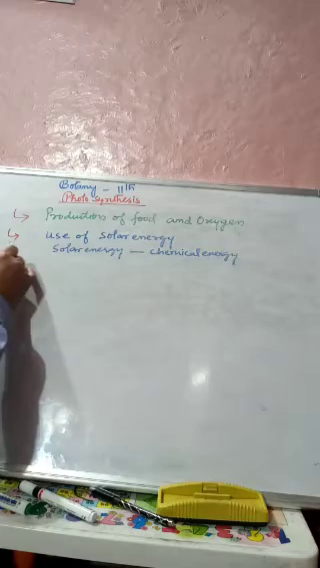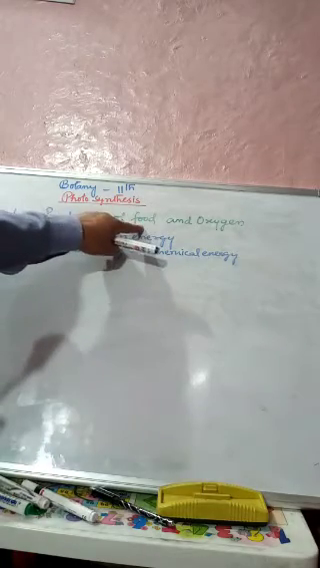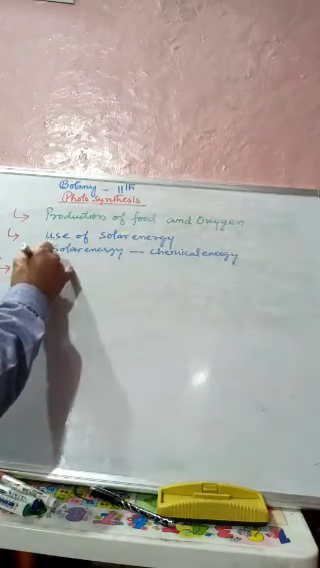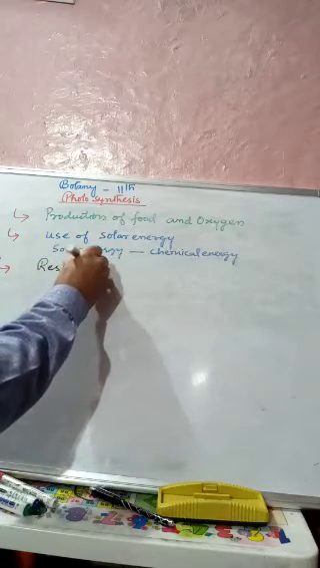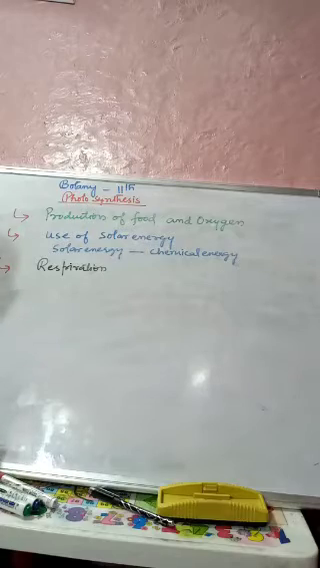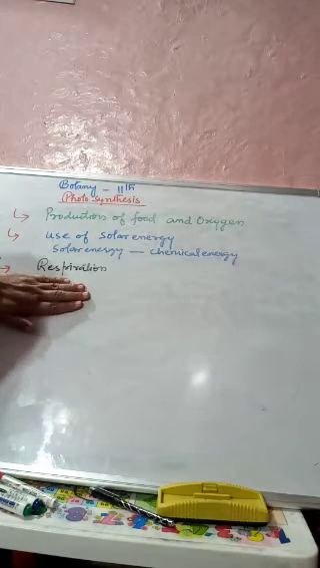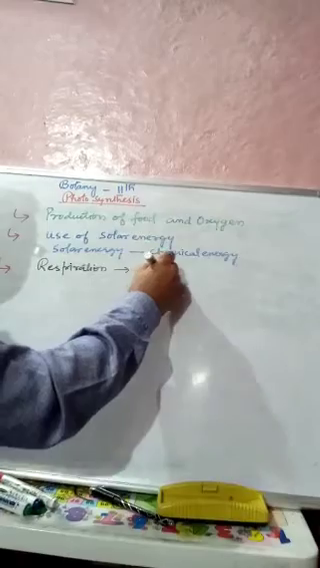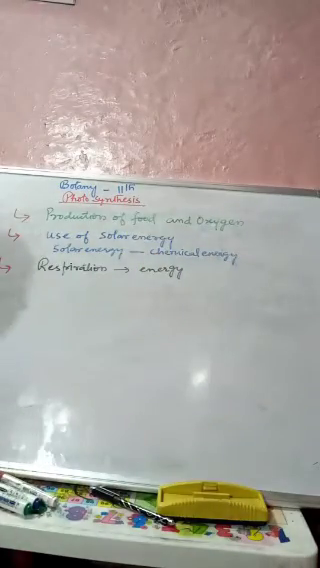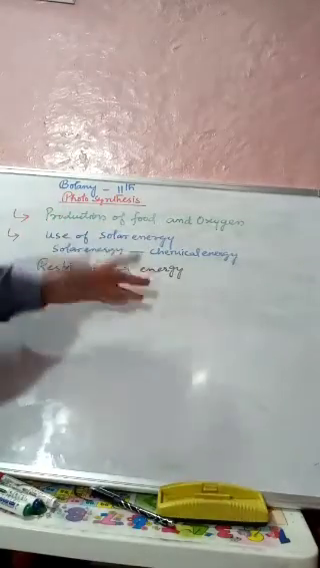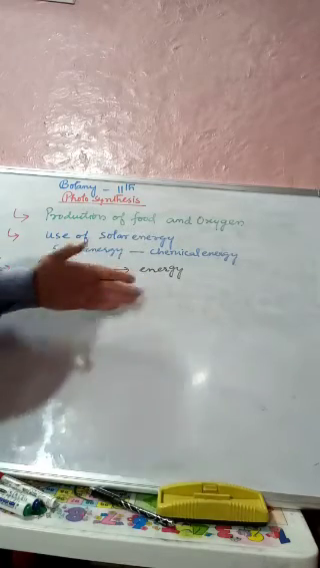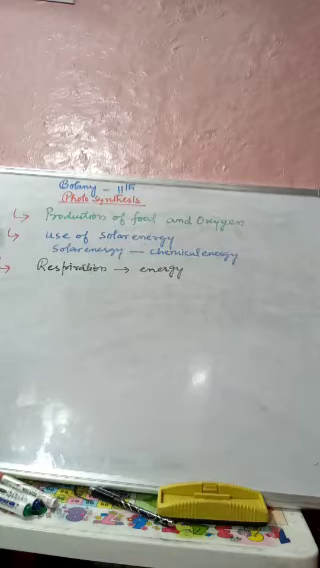The third point: whatever food is produced during the process of photosynthesis undergoes the process of respiration. When that food is consumed by other organisms, it undergoes respiration to release the energy, and this energy is then used by the living organisms to perform various activities, that is, the various metabolic activities.